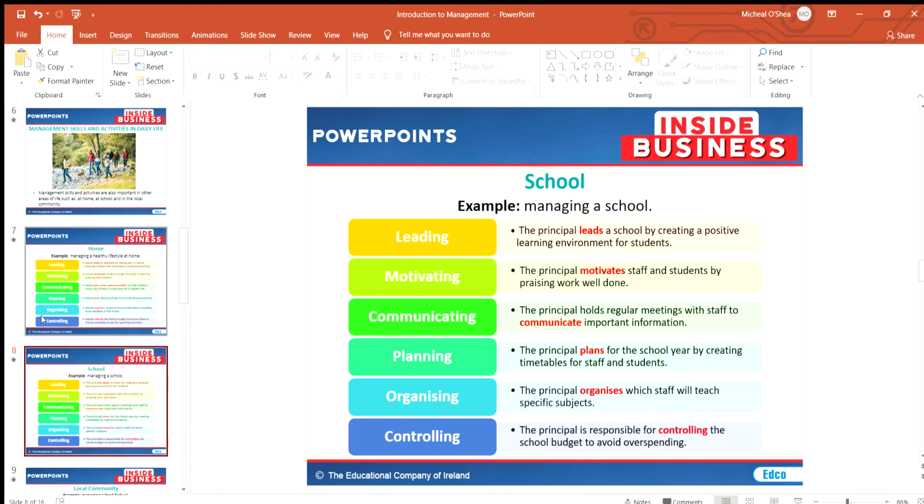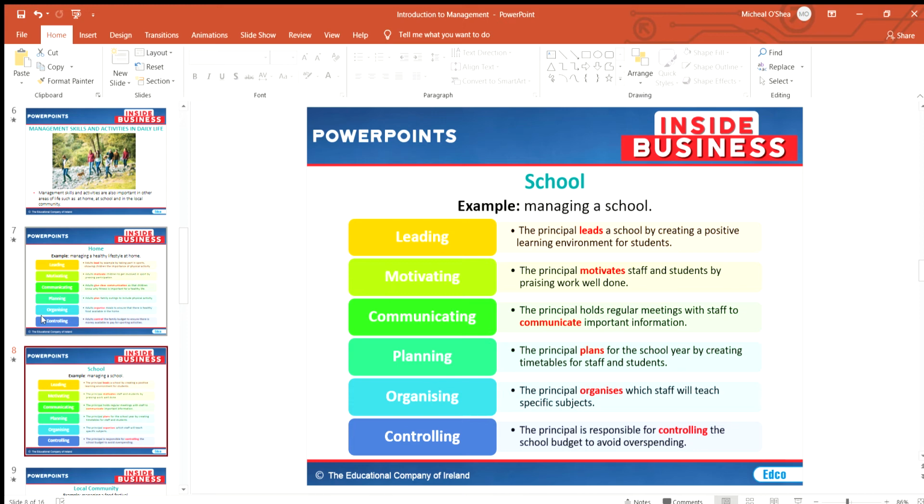So again, this one is a principle. So leading, motivating, communicating. They lead by example for the environment for students. They're motivating them, getting involved as much as possible in communicating ideas for the school, that they plan and organize in terms of the school year, in terms of subjects, and obviously they're controlling the school budget. These things are quite easy to understand.